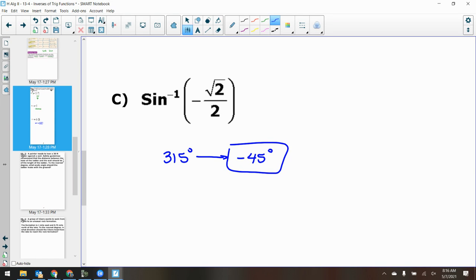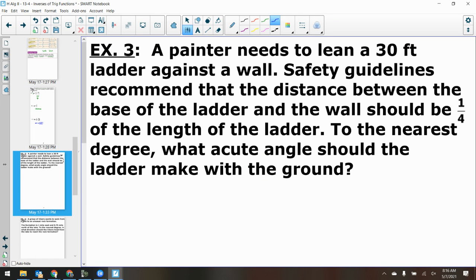All right, let's do some word problems now, because now we have inverse trig. Remember I said today was going to be a long lesson? We're going to write those up, because we got to make up for not having notes yesterday.